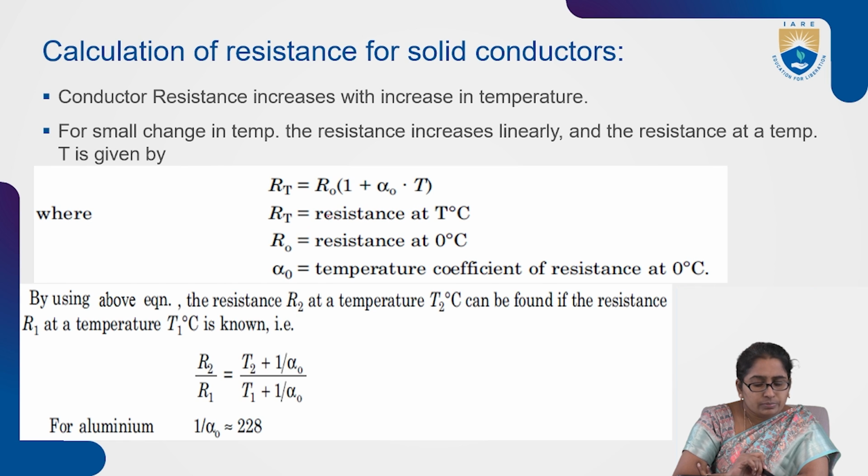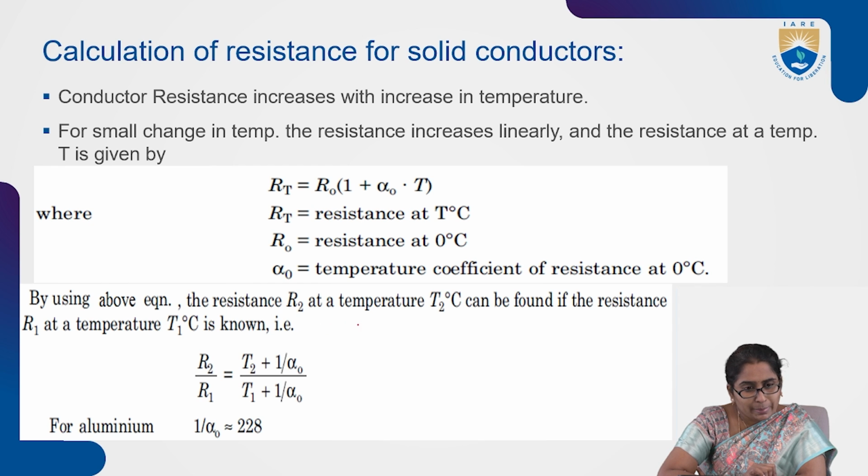Okay, where R_T is the resistance at T degree Celsius, capital T. R naught is the resistance at 0 degree Celsius, and alpha naught is the temperature coefficient of resistance at 0 degree Celsius. So this is an expression for resistance at a temperature capital T. Now, by using the above expression, the resistance R2 at temperature T2 can be found if the resistance R1 at temperature T1 is known.